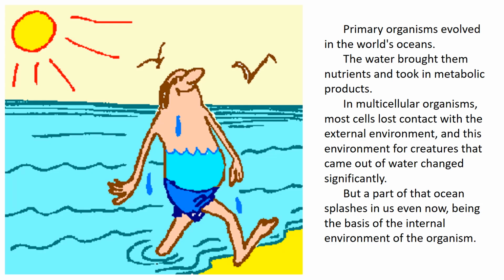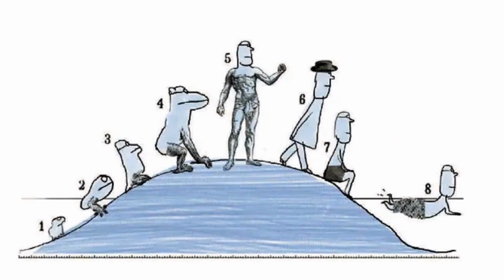Primary organisms evolved in the world's oceans. The water brought them nutrients and took in metabolic products. In multicellular organisms, most cells lost contact with the external environment, and this environment for creatures that came out of water changed significantly. But a part of that ocean splashes in us even now, being the basis of the internal environment of the organism. We are out of the water, so we love getting back in the water.